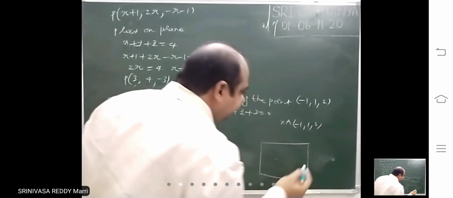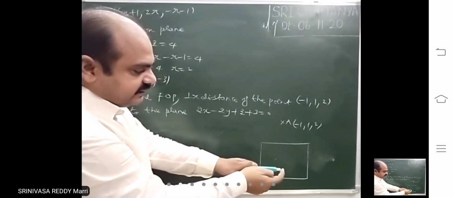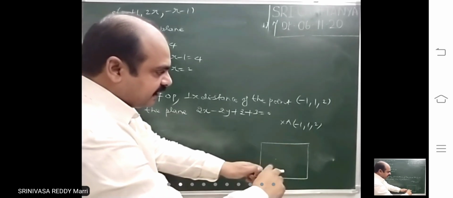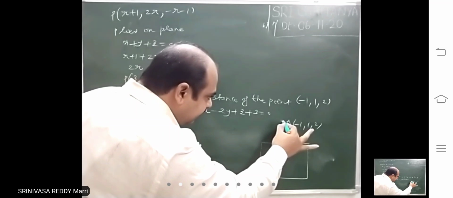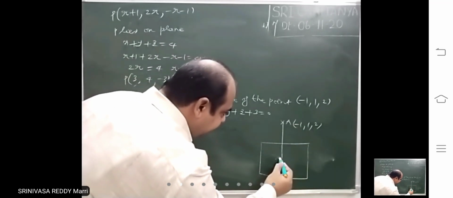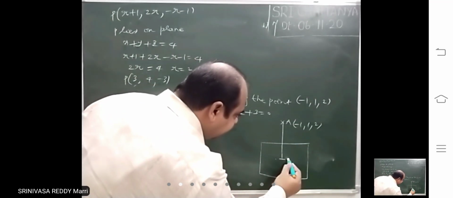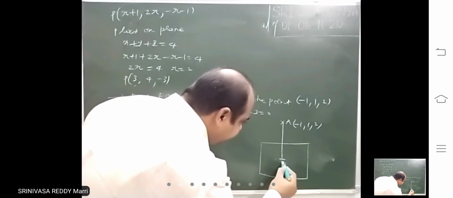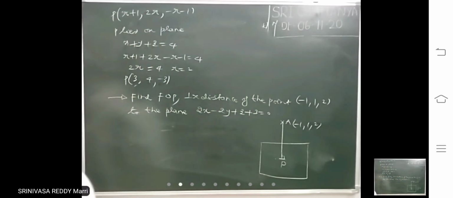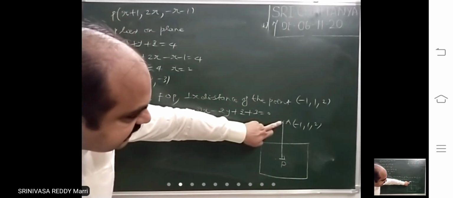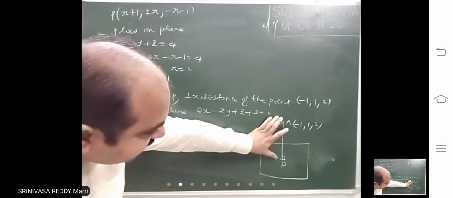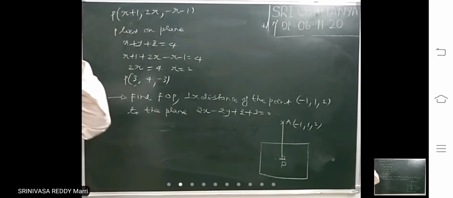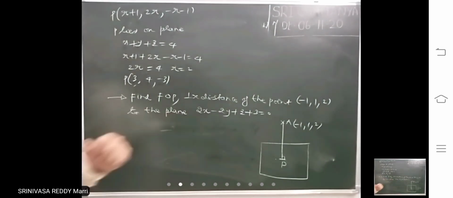Foot of perpendicular means, like the tip of your pen above your paper, from that point you drop a perpendicular to the plane. Perpendicular means this line will be at 90 degrees. Let us say the foot of perpendicular is P. This AP distance is the perpendicular distance, and P is the foot of perpendicular. That you have to calculate.